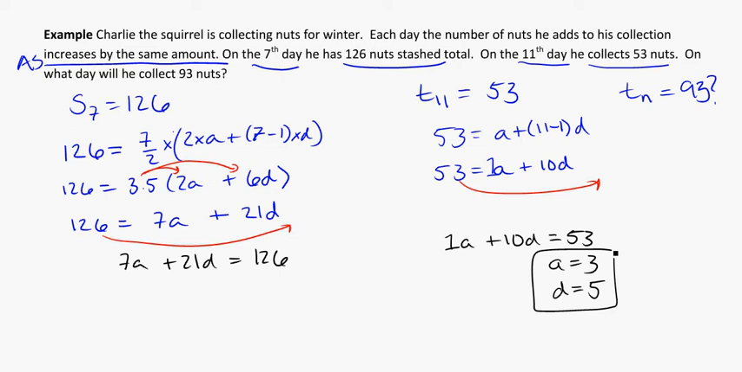So on what day will he collect 93 nuts? Okay, so here I'm looking for on what day will he collect 93 nuts. So using my Tn formula, 93 is going to be equal to 3 plus a day I don't know, minus 1, times 5. And if we put this one into Solver, we should be able to get some information out, and let's see what we get.